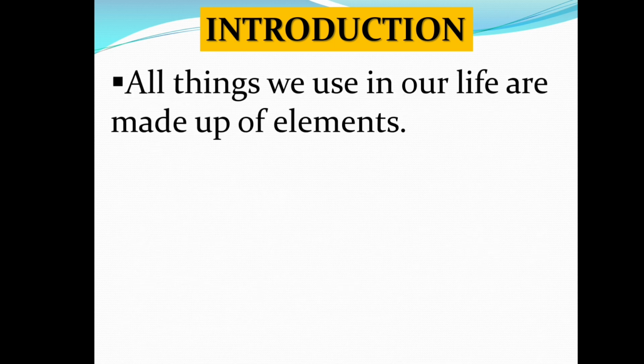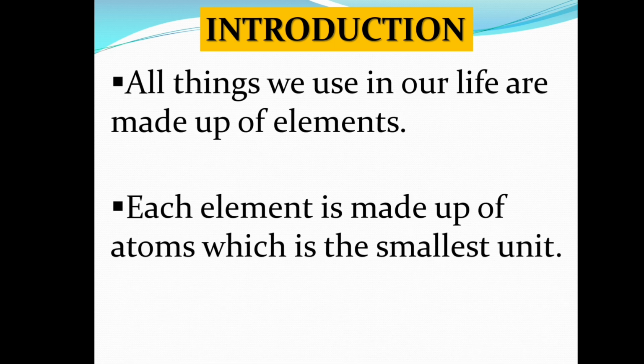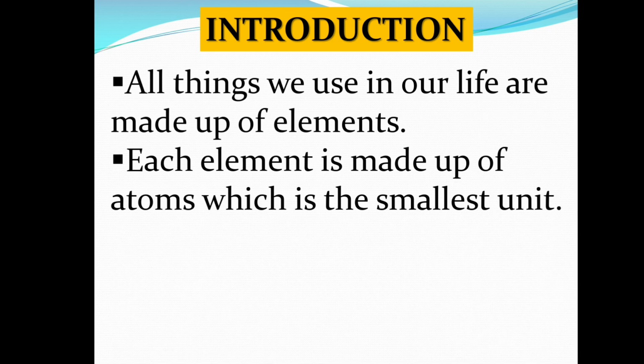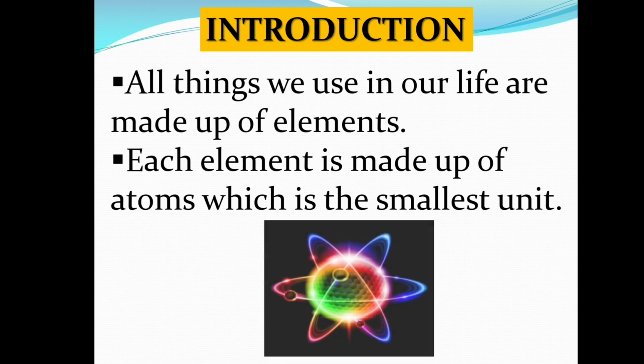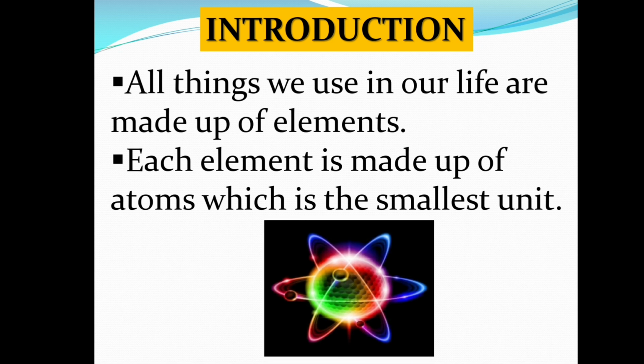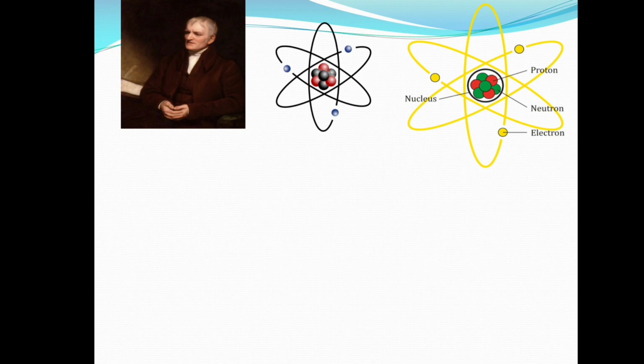Introduction: all things we use in our life are made up of elements. Each element is made up of atoms with the smallest unit. So you can see here in the picture, this is the picture of an atom. We know that all matter is made up of atoms. Atom is the very smallest unit.